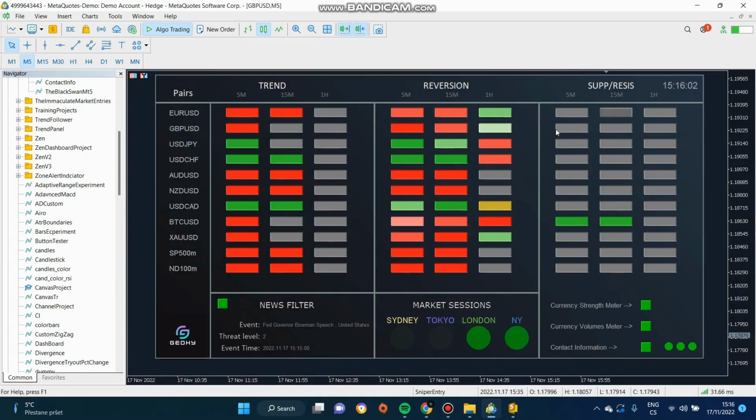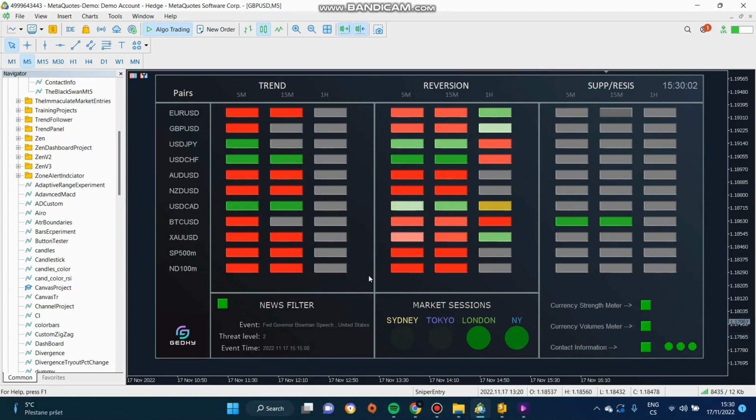Now it is time to talk about the market sessions feature that is located right here. Basically, if the area is lit, then it means that the corresponding session is active, and if it has this shade of gray, then the session is not active. So based on this table, we can say that currently the London session and New York session are active.